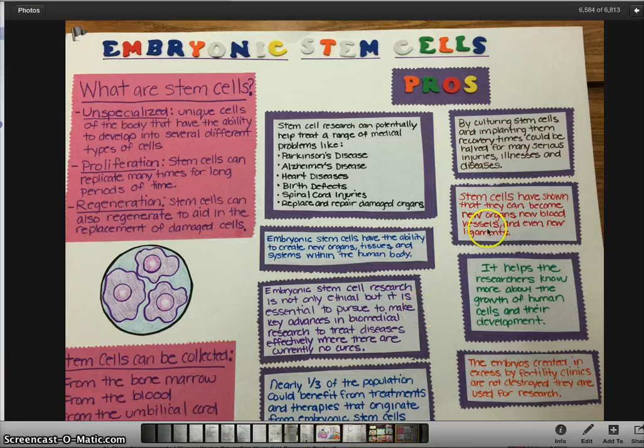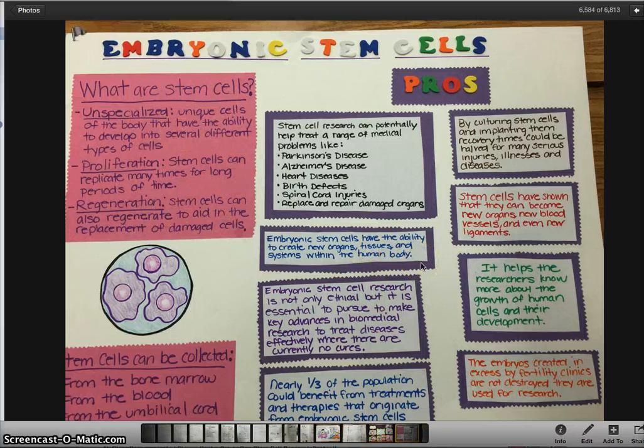For example, stem cells have shown that they can become new organs, new blood vessels, and even new ligaments. This is from the TED-Ed video. Embryonic stem cell research is not only ethical, but it is essential to pursue to make key advances in biomedical research to treat diseases effectively where there are currently no cures. This is coming straight from one of the texts that we read. So this student used a variety of different sources and communicated their stance clearly, using a scientific explanation while giving a little bit of background.